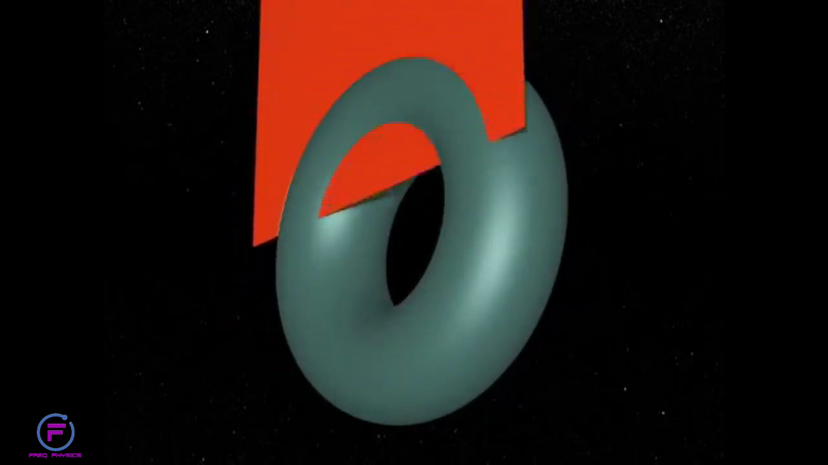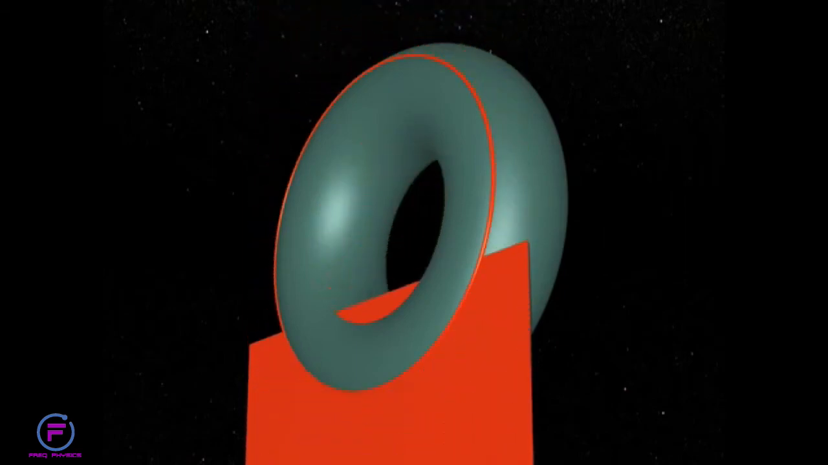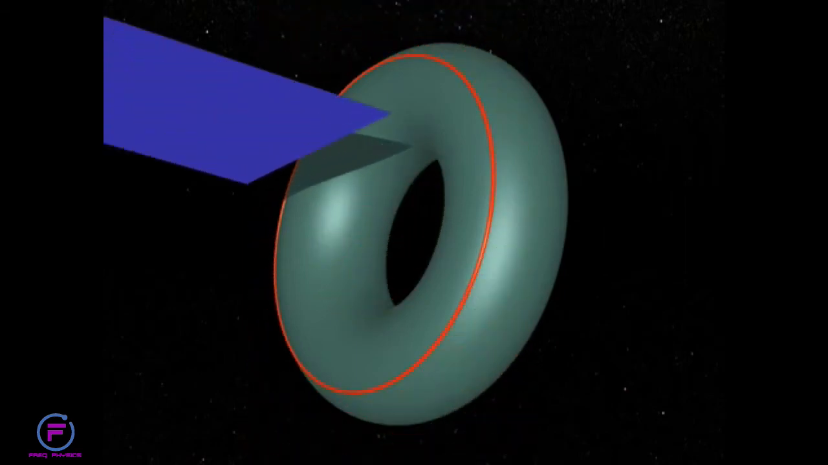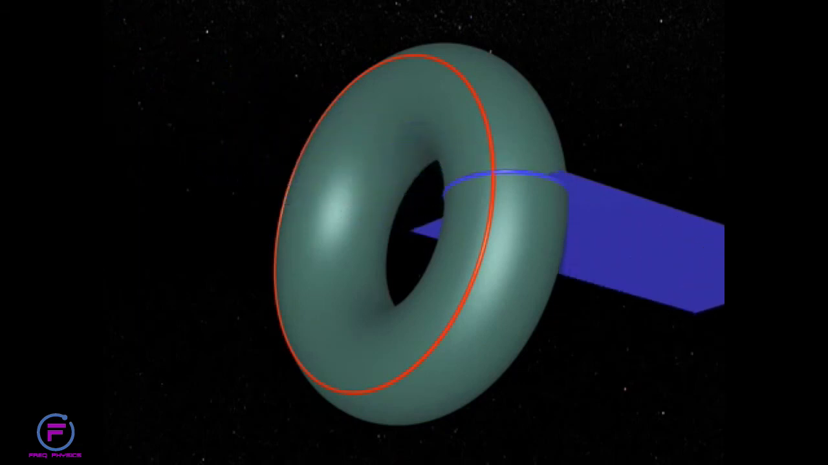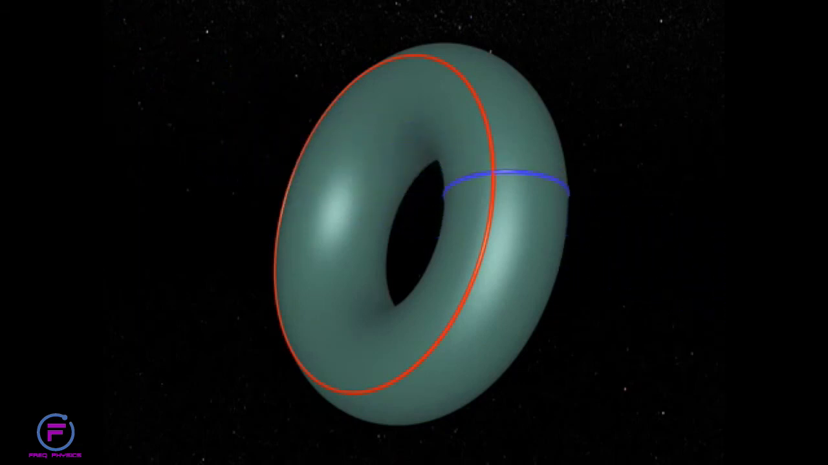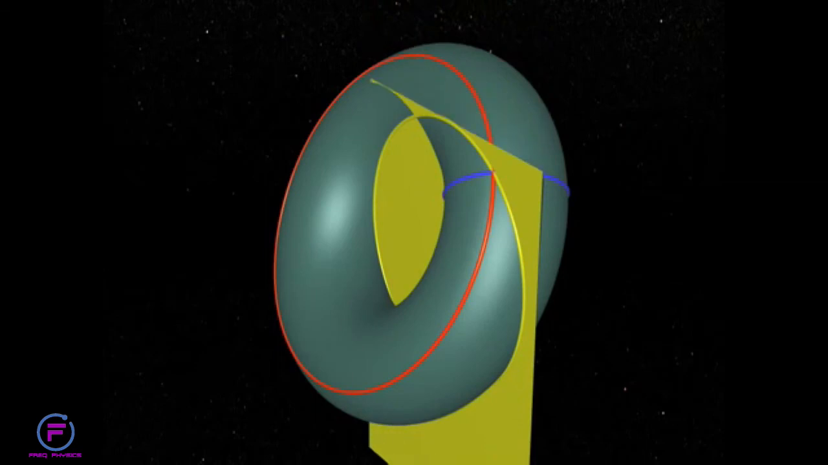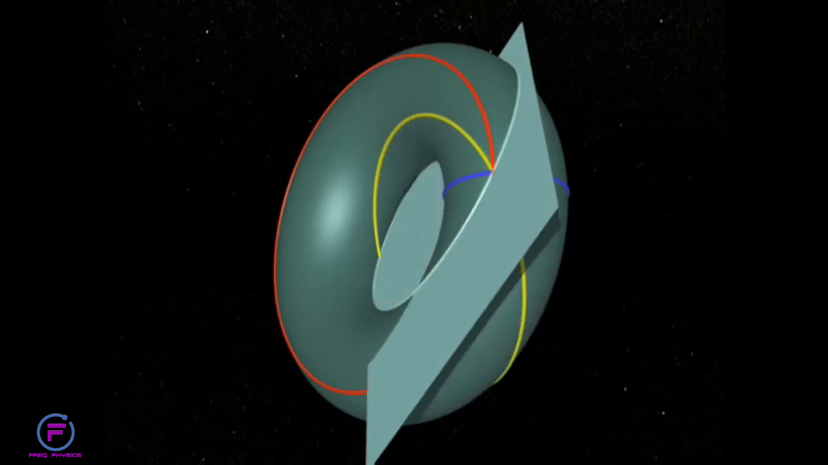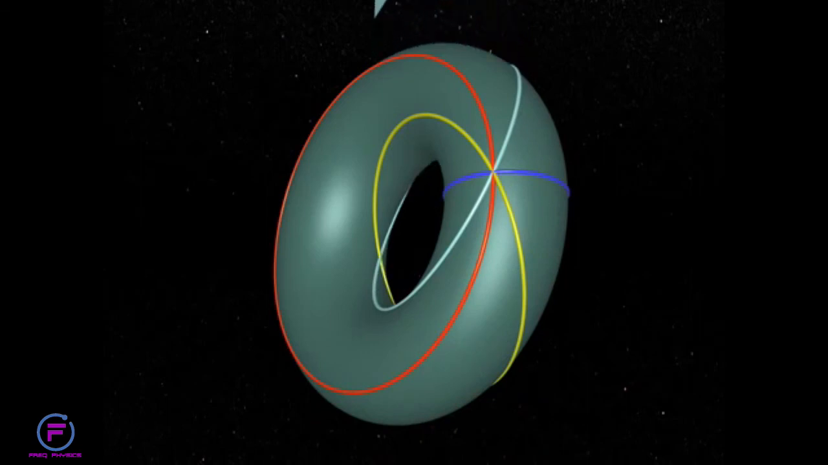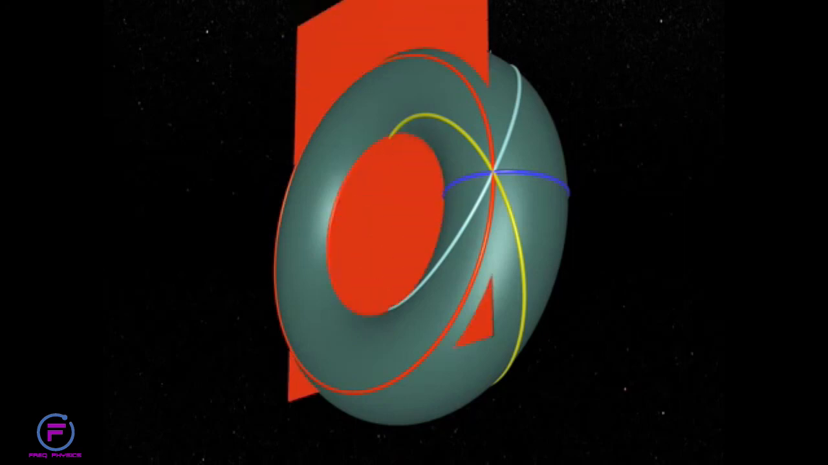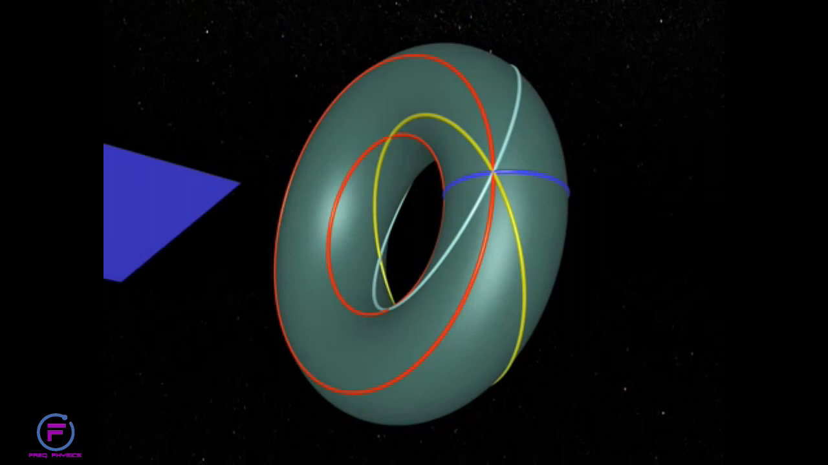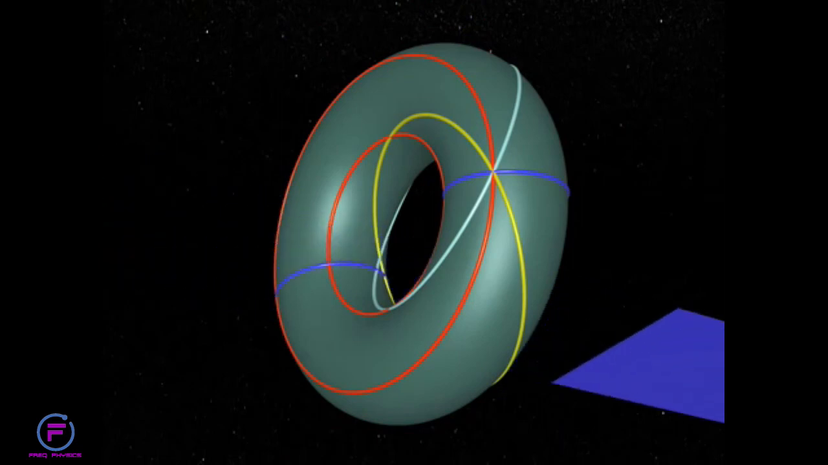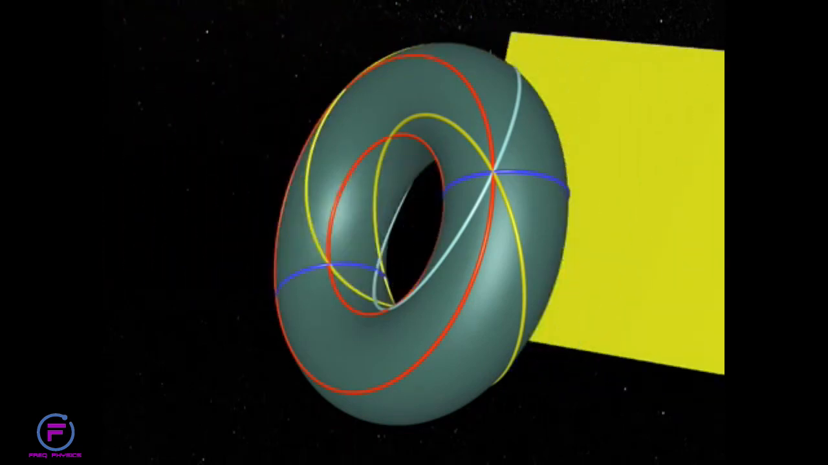One of these circles is a parallel. Another is a meridian. Then a first Villarceau circle. And a second one. And since one can do this at any point of the torus, we see that the torus is covered by four families of circles.